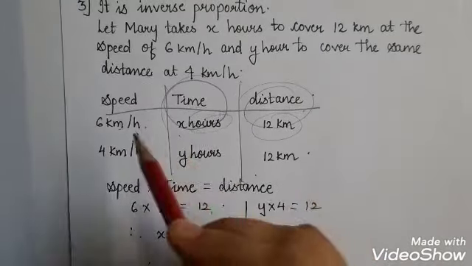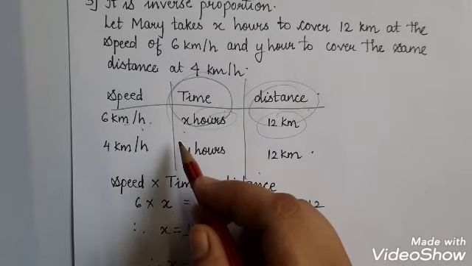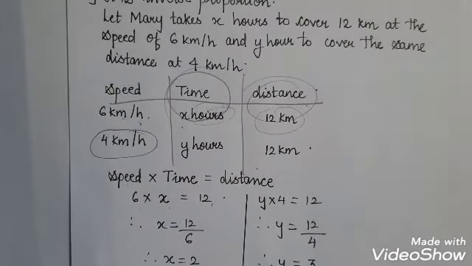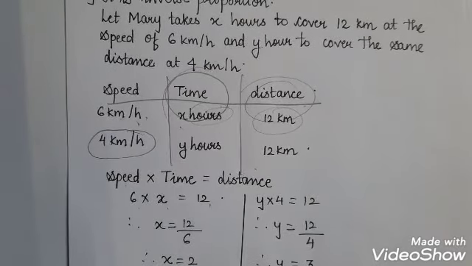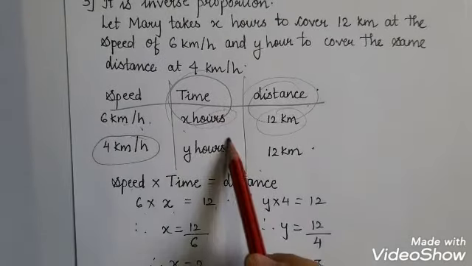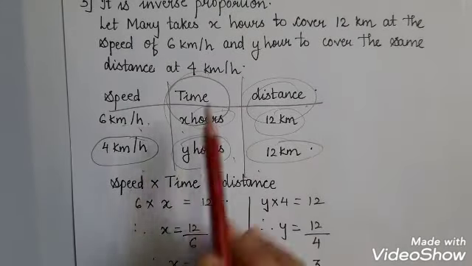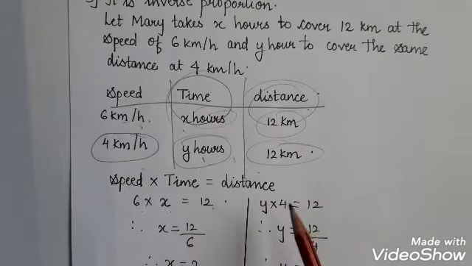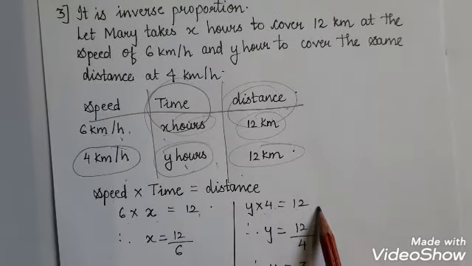Then there is one more case which has been told. If she cycles at a speed of 4 km per hour. So speed is given to us as 4 km per hour. How long will she take? She travels the same distance, that is 12 km. But the speed has been reduced, that is 4 km per hour. So she takes y hours. Distance remains the same, speed is reduced, so we have to find how many hours it will take. So that is y hours. So same, y into 4 is equal to 12, that is speed into time is equal to distance.